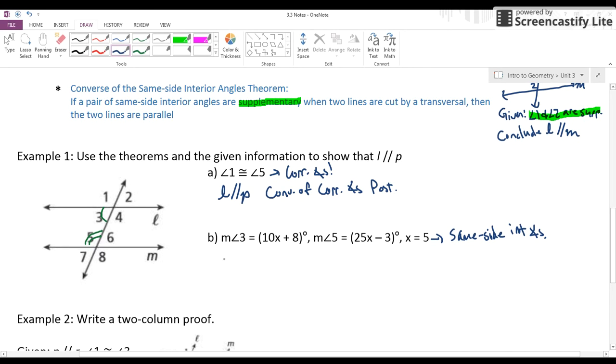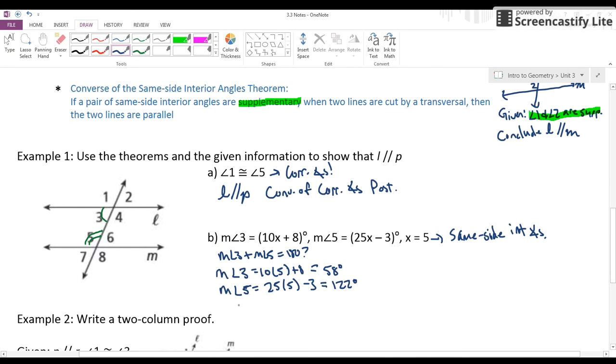Does the measure of angle 3 plus the measure of angle 5 add up to 180? Because that's what's going to tell me if they're supplementary. So let's go ahead and find out. We're going to figure out what happens when x is 5. So substitute in your values. 10 times 5 plus 8, that's going to give me 58 degrees. The measure of angle 5, 25 times 5 minus 3, so that's going to give me 122 degrees.